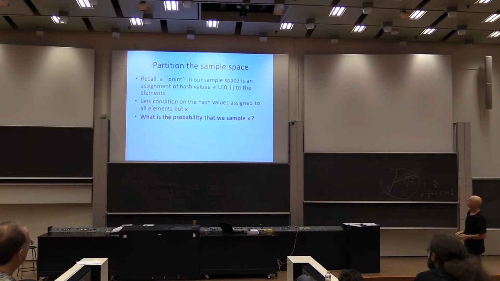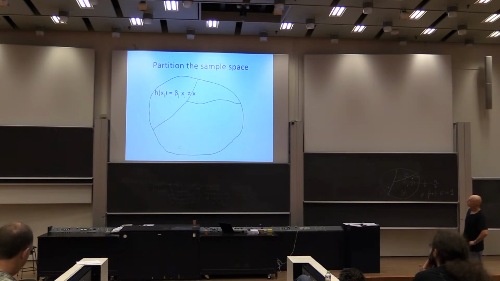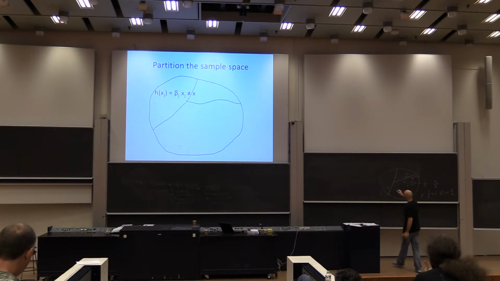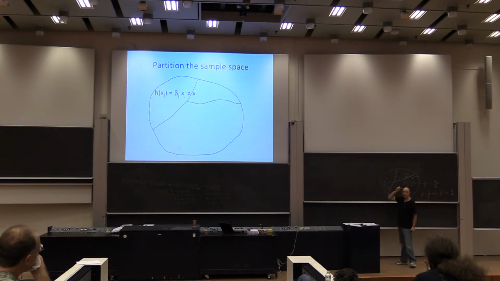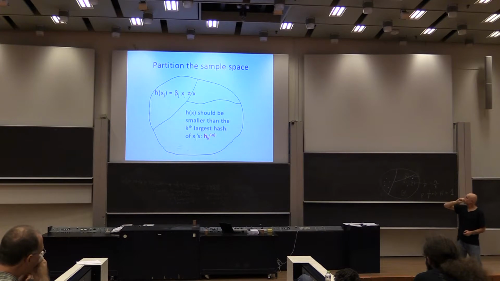So a point in this sample space is just an assignment of hash values, and I'm going to condition on the hash value assigned to all the elements but one particular item, x. So in each subset in my partition, all the hash values of xj are fixed, except the hash value of some particular item x. Right? So the points here differ just by the hash value of x. All the others are fixed.